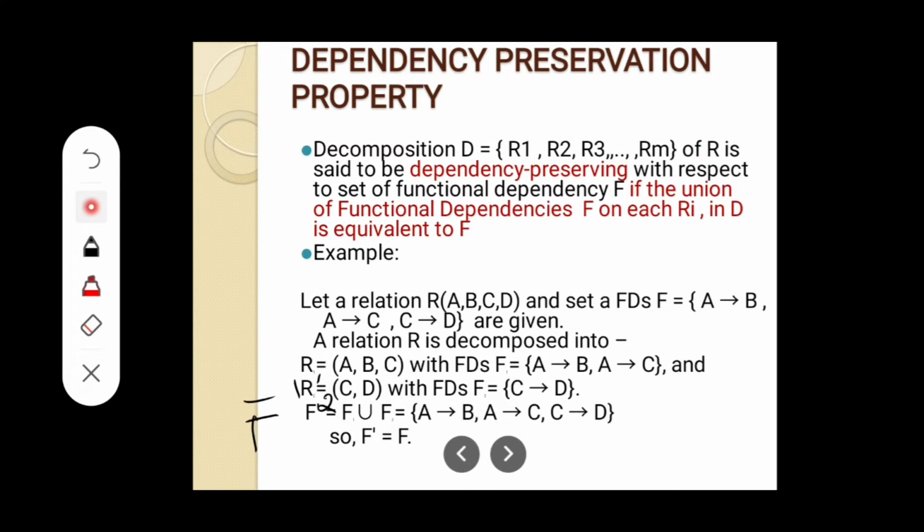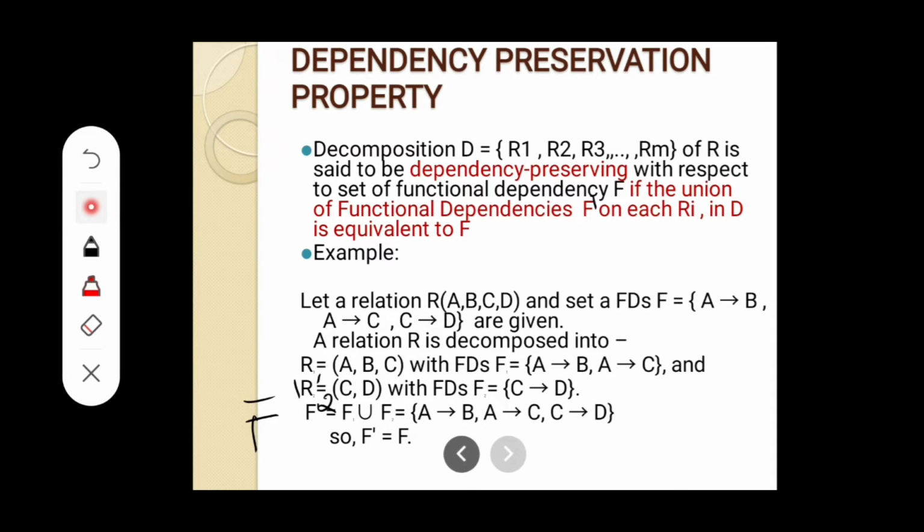Okay, so a decomposition is said to be dependency preserving if the union of the functional dependencies F' on each Ri in D is equivalent to F. Sorry, it is not F, it is F dash. So the union of F' on each Ri in D is equivalent to F. That is the explanation for dependency preservation.